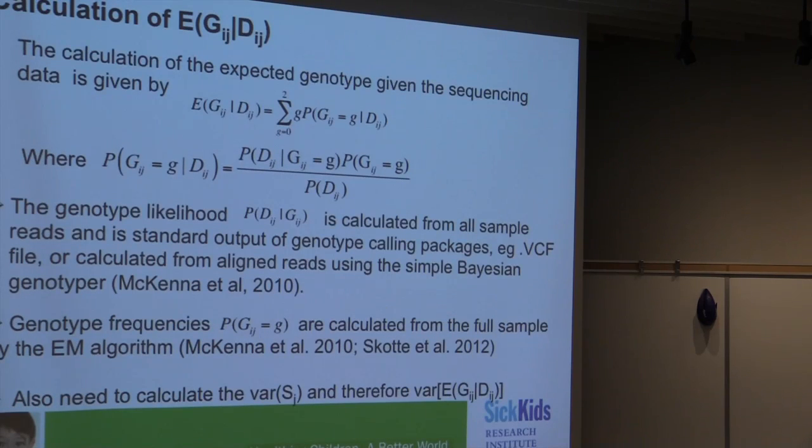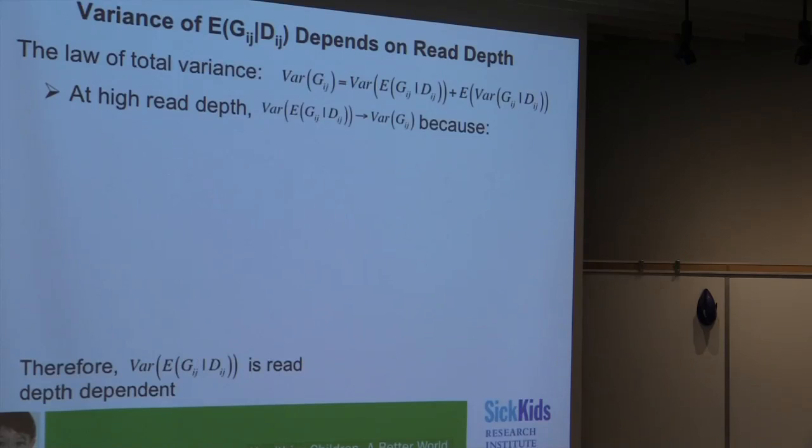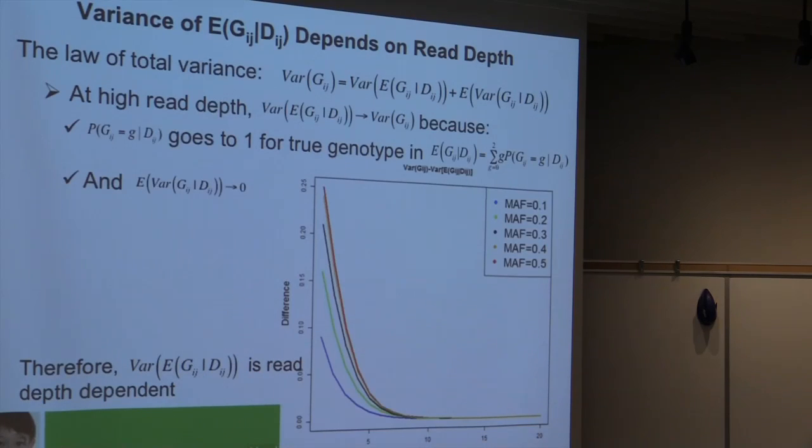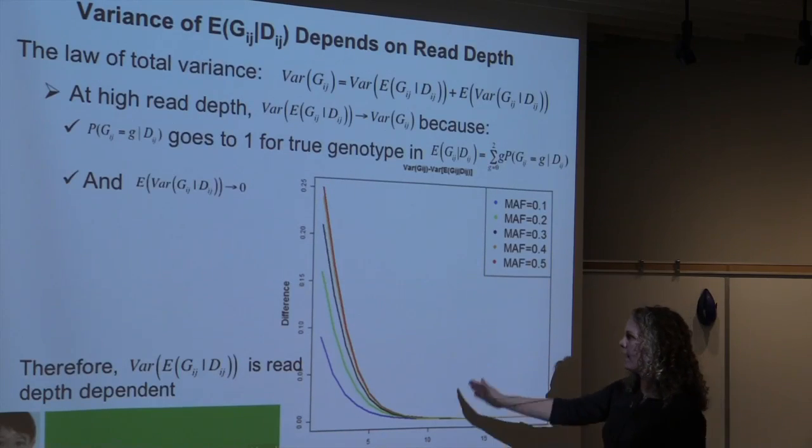So really all we need to do now is calculate the variance of that score statistic, which is basically equivalent to calculating the variance of expected GIJ given DIJ. And that's actually the challenge. The variance of GIJ, the variance of the genotypes, just by using the law of total variance, can be expanded in this form. It's not so important that you understand the specifics of the expansion, but really just to take a look at this plot.